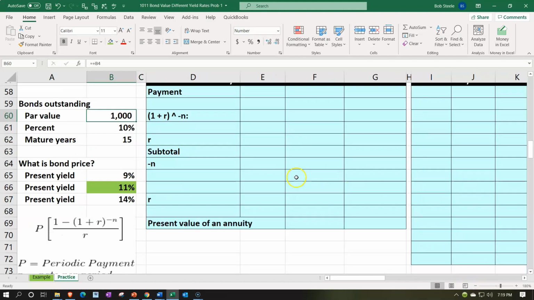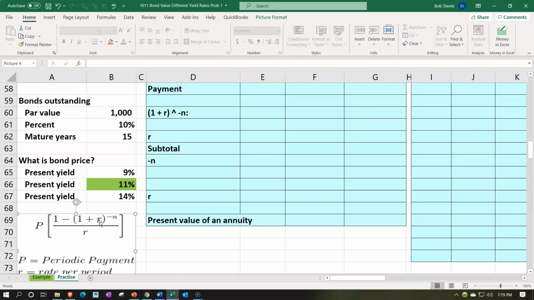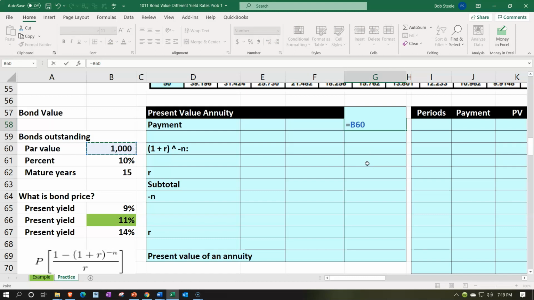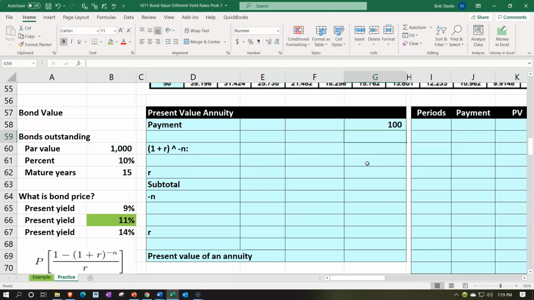So let's do our same calculation. First, we'll do the annuity, P times 1 minus 1 plus R to the negative N over R. Same calculation here, except we're using the 11%, so I'll do this a bit faster now. 1,000 times 10% is going to be the amount of the annuity payments for 15 periods. Then I'm going to say 1 here, and then we have the 1 plus R to the negative N. This is going to be 1. R is going to be now 11%.